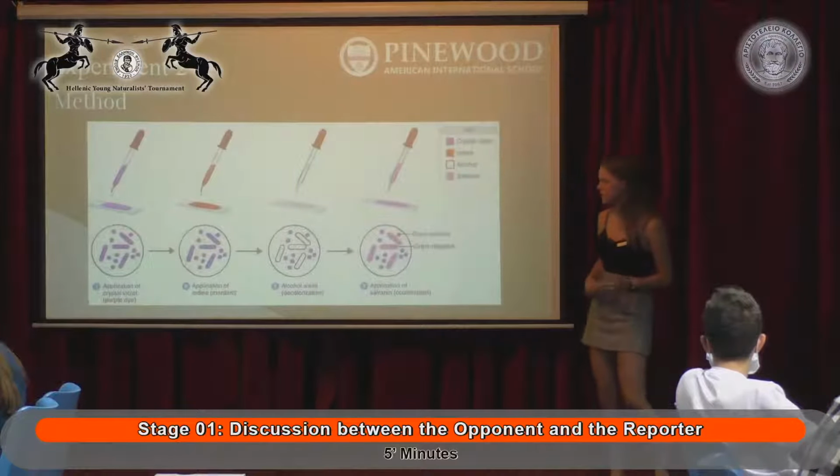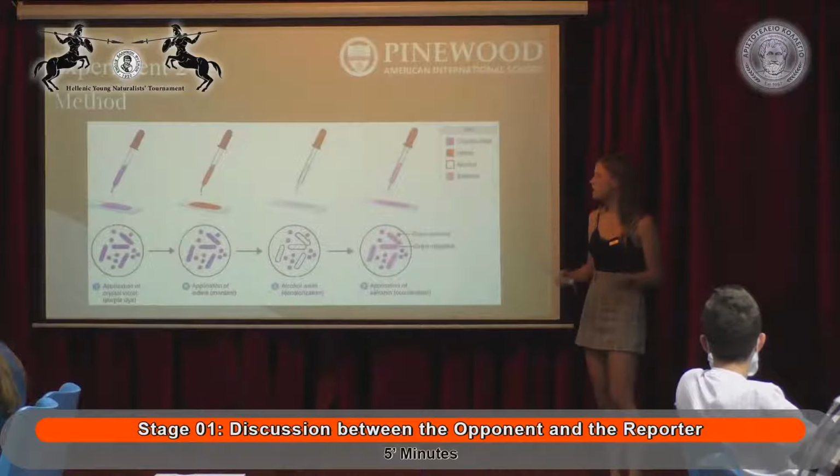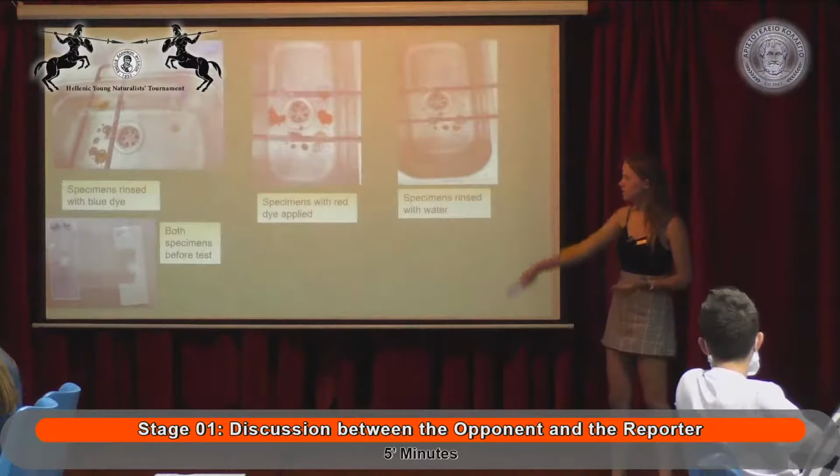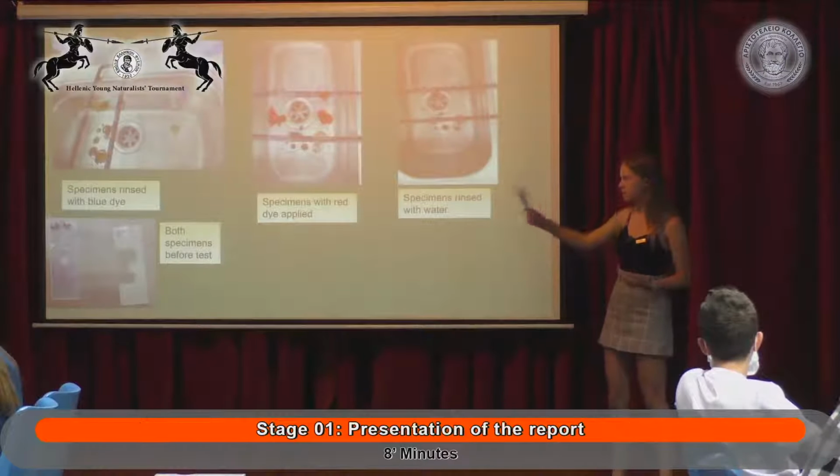So first, blue stain was applied, which was the crystal violet stain. Then application of iodine happened. Then the 2 bacteria were rinsed with alcohol. Here you can see the procedure in the pictures.